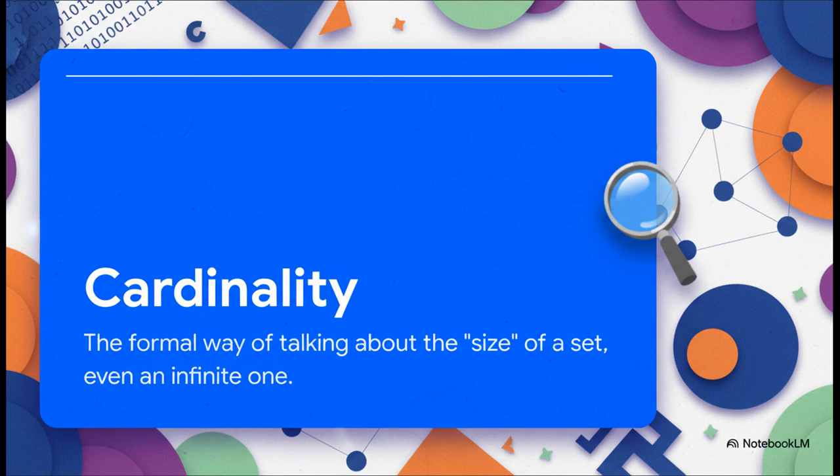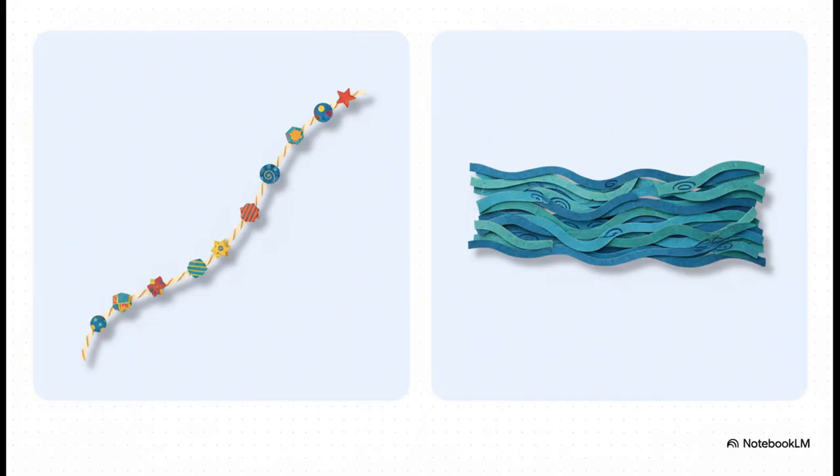It's called a one-to-one correspondence. And this is where our intuition about infinity just completely breaks down. It turns out you can pair up all the integers and even all the fractions with the counting numbers. These sets are called countably infinite.